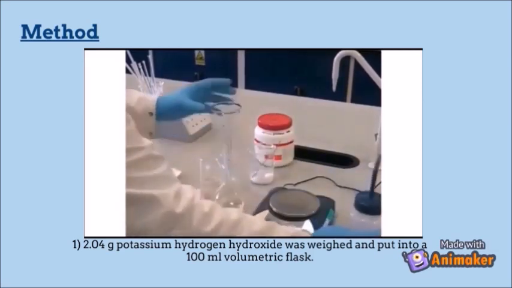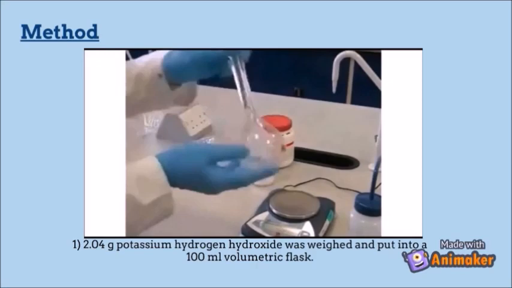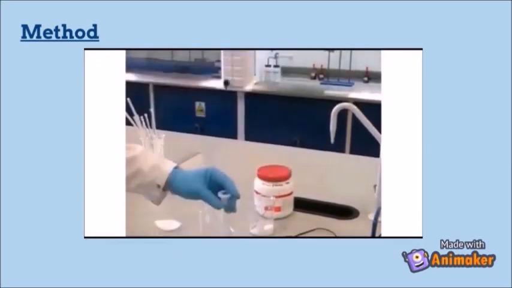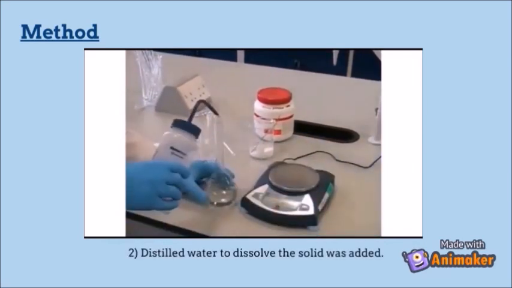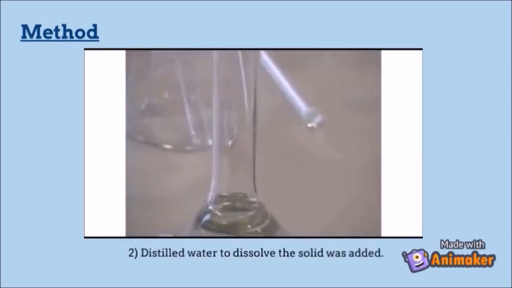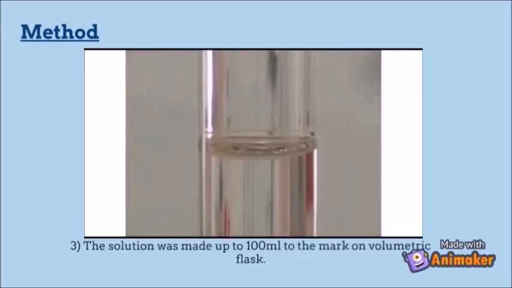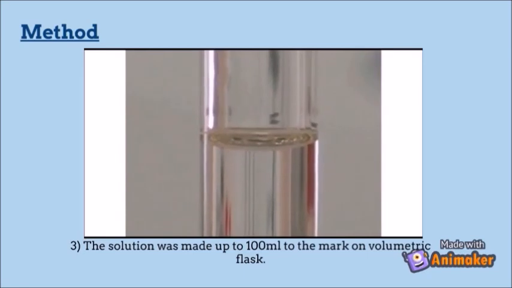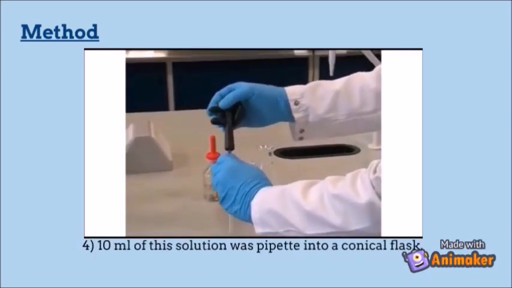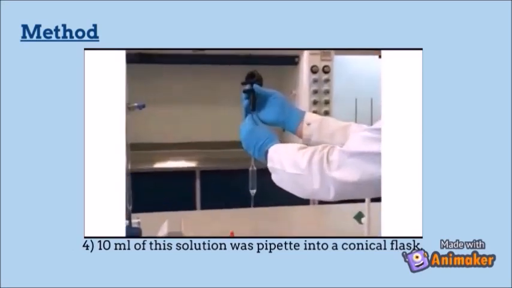2.04 grams of potassium hydrogen phthalate was weighed and put into a 100 ml volumetric flask. Distilled water was added to dissolve the solid. The solution was made up to the 100 ml mark on the volumetric flask. 25 ml of this solution was pipetted into a conical flask.